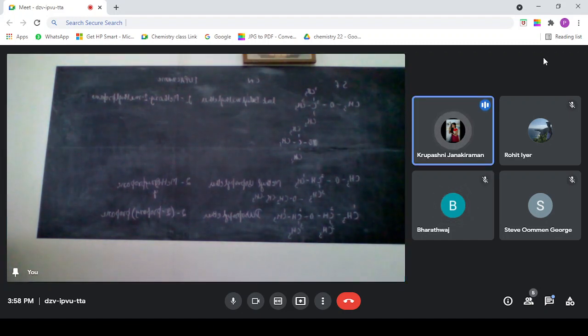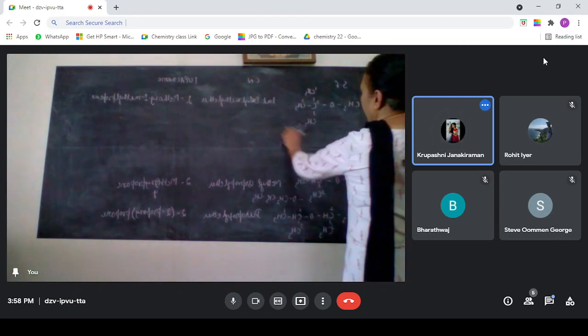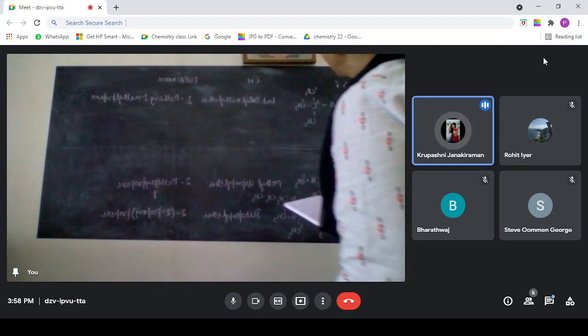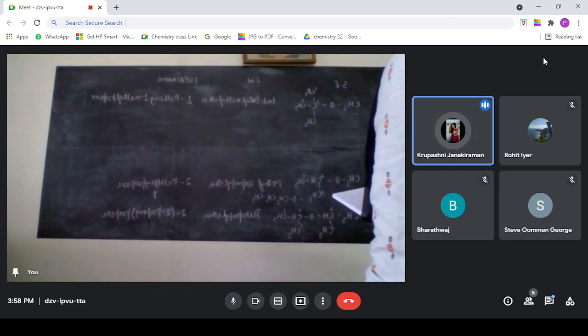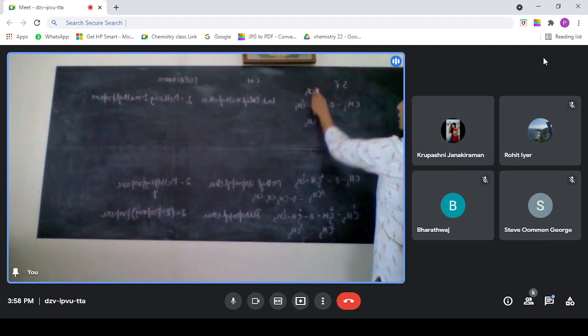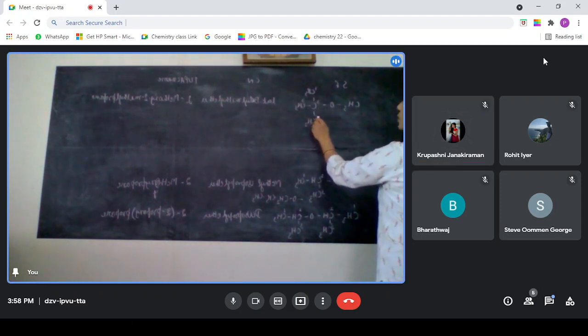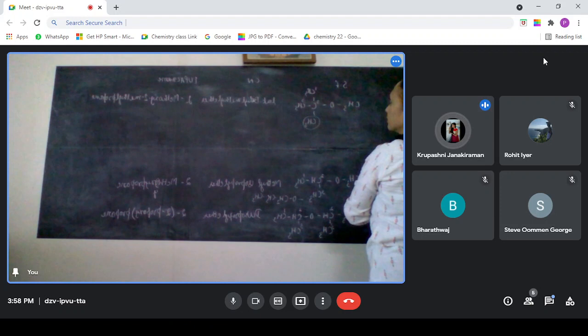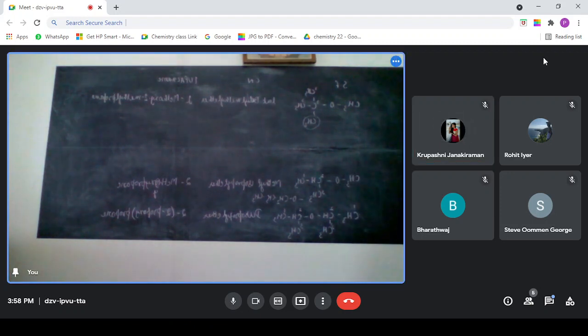Auntie, in IUPAC, why are we not writing 2 comma 2 dimethyl propane? Pardon? In the IUPAC name, why are we not writing 2 methoxy 2 comma 2 dimethyl propane? If you take 1, 2, 3, this is the root word, there is only one substituent. Where there is 2, 2 dimethyl. Okay, Auntie, got it. Only one substituent. That's it.